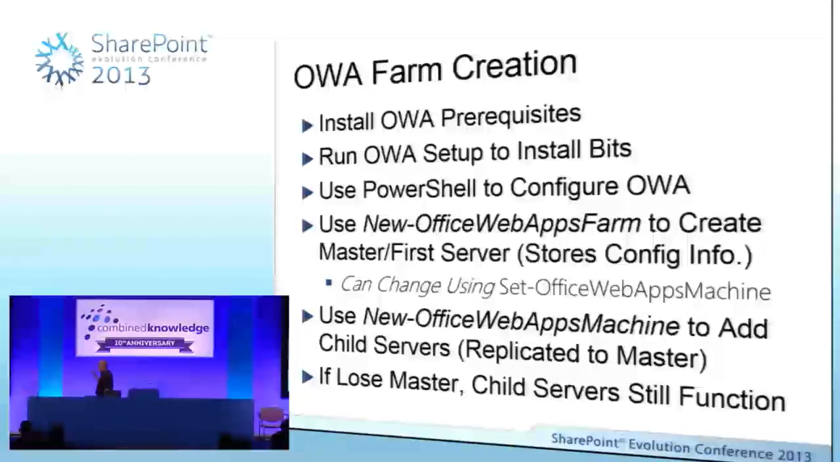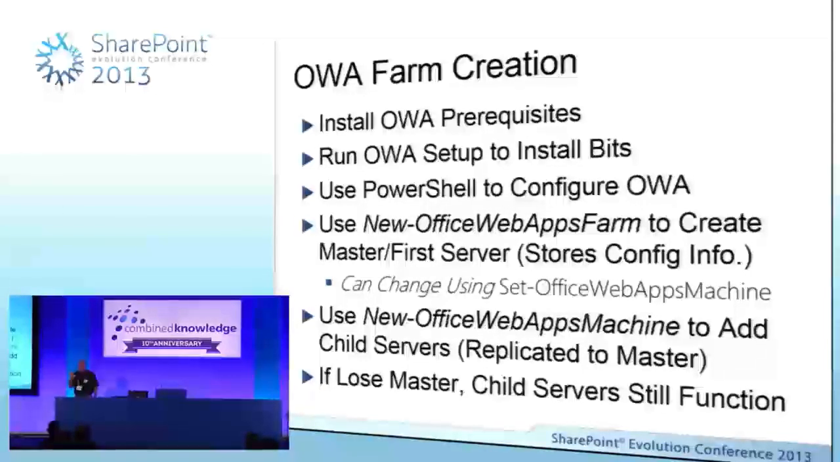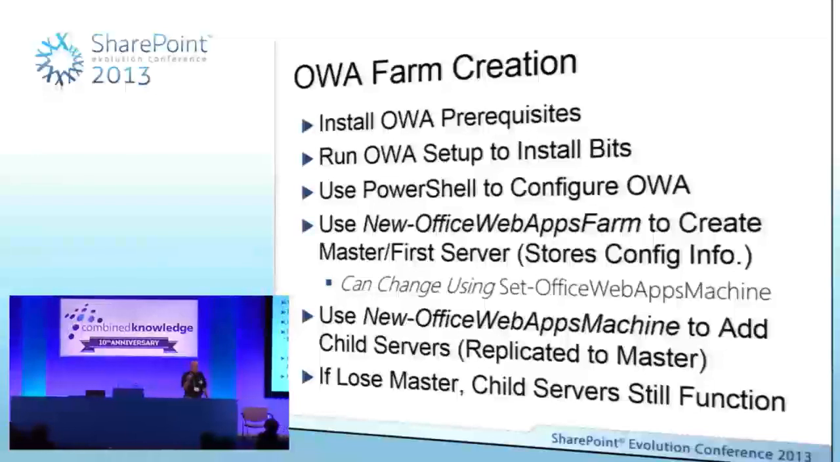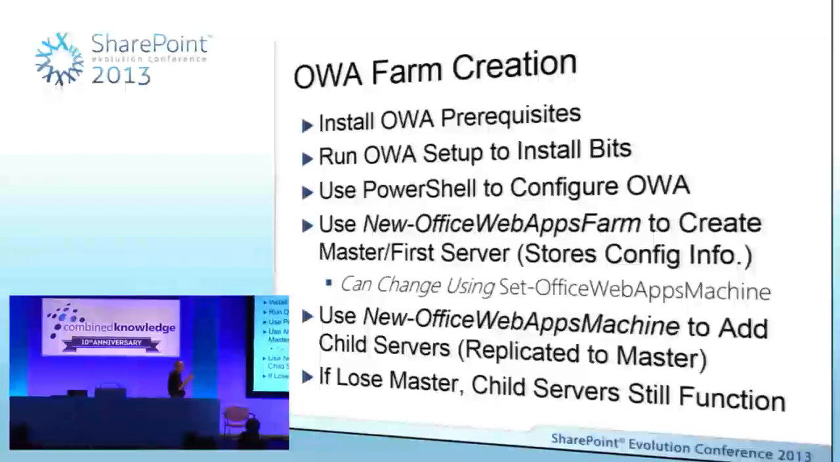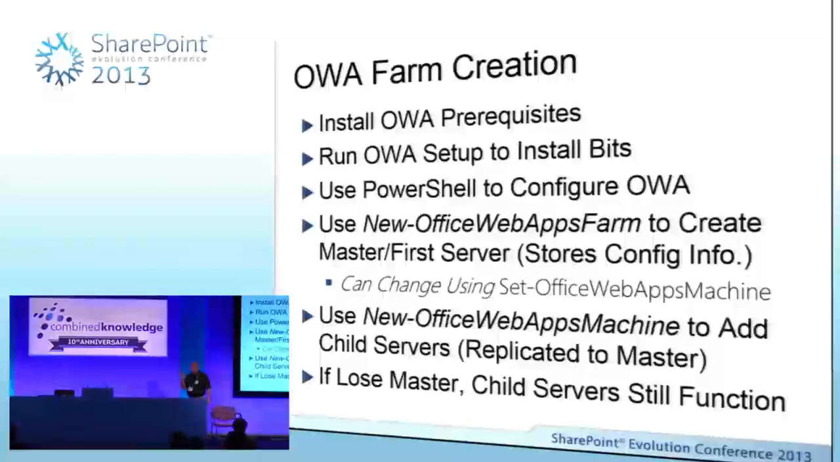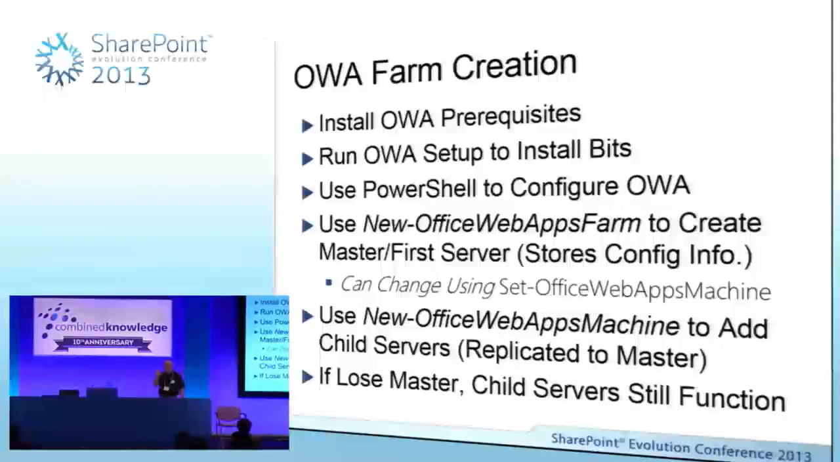We're then going to run the OWA setup to install the bits on that OWA farm, my first machine. I'm going to show you the commands for that. We're going to use PowerShell to configure OWA. We live in PowerShell, by the way. I think I mentioned that already. We use the New-OfficeWebAppsFarm commandlet to create your OWA farm. That's how I can create that farm after I've installed the bits.